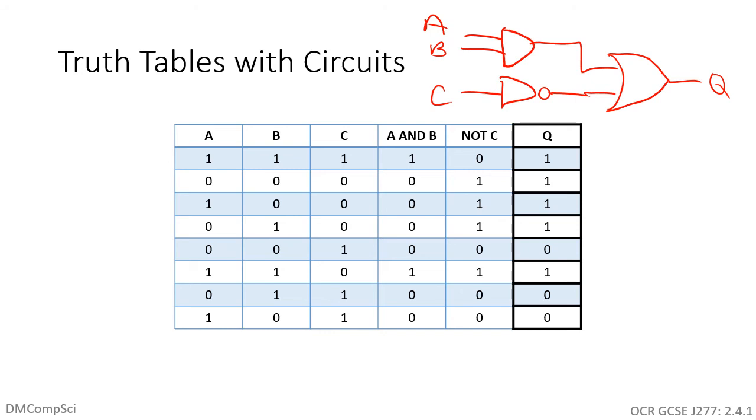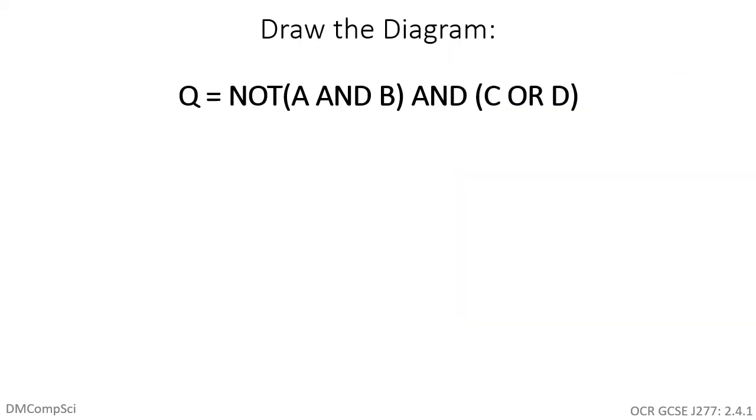And I'll always do this just to save you from my left-handed writing. Here is a neat typed version of the filled out truth table. So, we've gone from a diagram to an expression. So, let's go from an expression to a diagram. Here we have the expression Q equals NOT (A AND B) AND (C OR D).